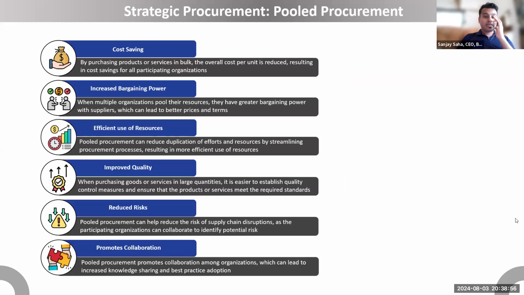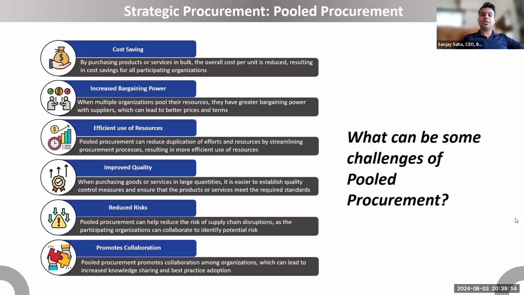So pooled procurement. There can be various benefits of pooled procurement, like we discussed: cost savings, better bargaining power, efficient use of resources, improved quality, reduced risks, and one that promotes collaboration. However, there could be some challenges too. Who can tell me what can be some of the challenges of pooled procurement? Think from a perspective of Nigeria as well. If some states come together and they intend to do pooled procurement, or even the PPP mechanism that is almost starting now, what could be some of the challenges of using such a process?